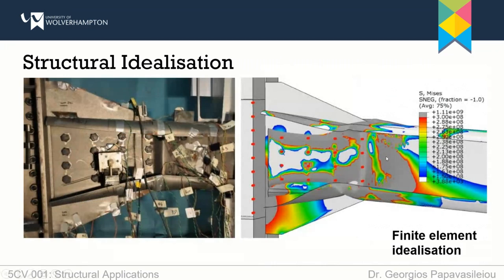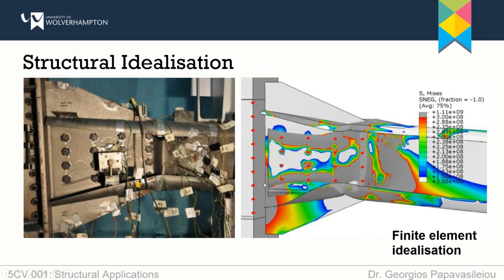Here you can see how an experimental procedure is modeled using finite element analysis. Also, what is very interesting is that, as you can see here, this is the model, and this is the failure that is predicted by the model. So you can see some buckling at the flanges here and here. And you can see the same type of failure in the experiment as well.